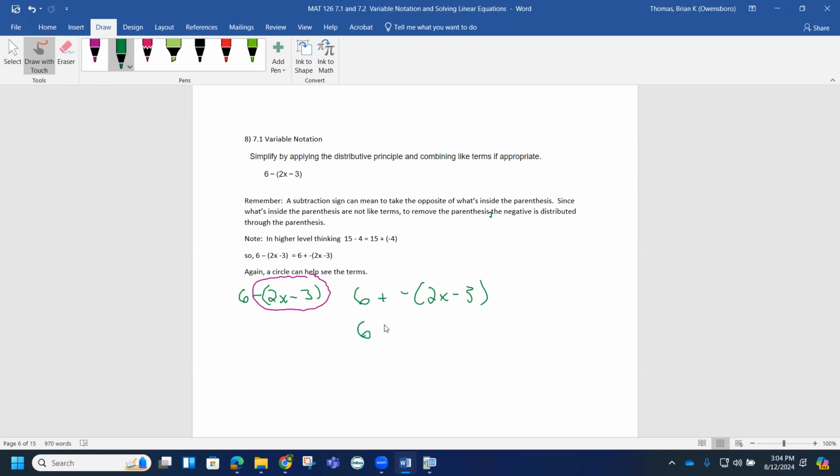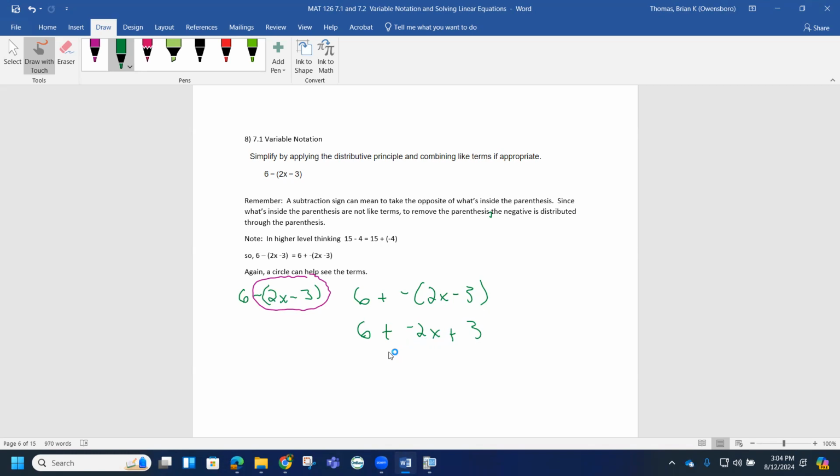So I can write this as 6 plus then, and the opposite of 2x is a negative 2x. And remember how this is a negative 3, so the opposite of a negative 3 is the same thing as a positive 3. So what's inside the parentheses, when you drop the parentheses, both terms have to change sign. So we end up with this 6 plus a negative 2x plus a 3.